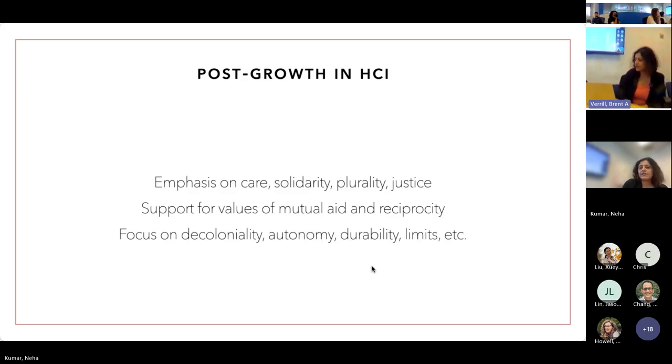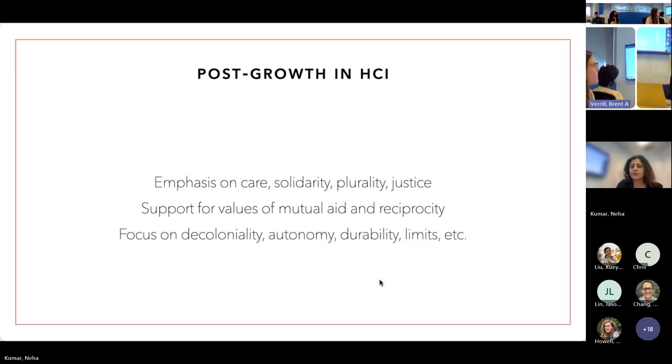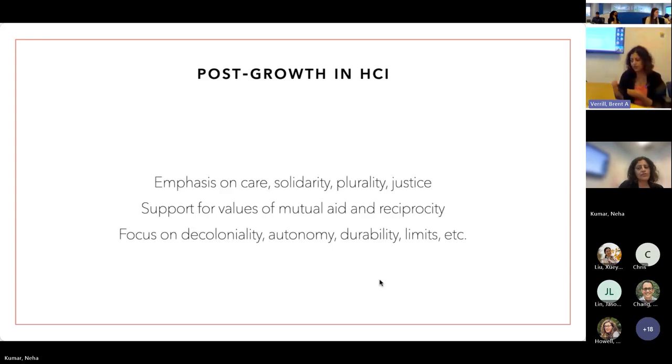Increasingly, we have seen an emphasis on values such as care, solidarity, plurality, and justice. In prior work led by Vishal, we uncovered the value of designing digital labor platforms to support values of mutual aid and reciprocity, which are central to economic work, but often made invisible by neoliberal market mechanisms. We studied the digital work that novelists perform to produce and sell books online, noting how this work depends on cooperation and coordination rather than competition. Novelists, in this case, helped each other with digital advertisements and sales to collectively make sense of algorithms that were often invisible and often precarious.